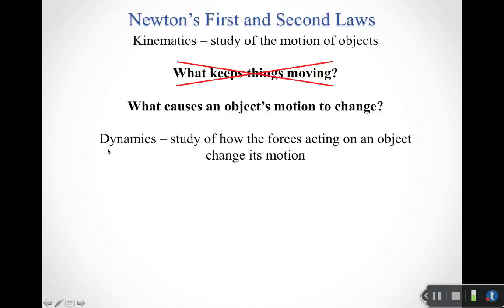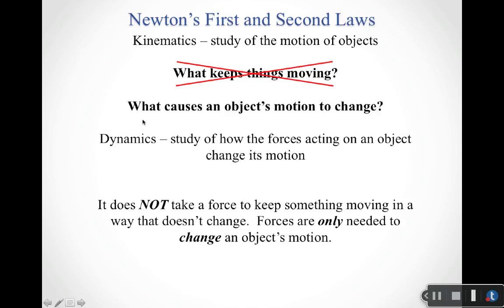And so that gets lumped into dynamics. So dynamics is basically the term that we call, the name that we give to the study of how forces act on an object to change its motion. So what causes an object's motion to change, we'll see in a second, is the net force acting on it. The important thing to remember is it does not take a force to keep something moving in a way that doesn't change. Forces are only needed to change an object's motion.